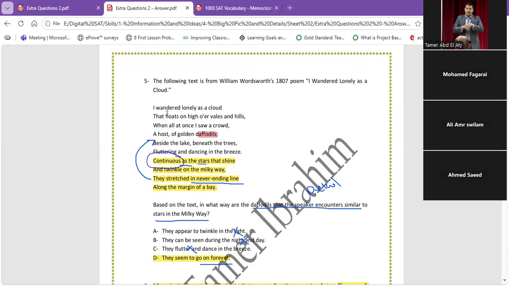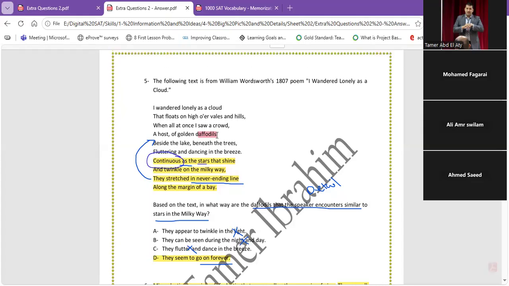Let's read it. The following text is from William Wordsworth, 1807, poem. I wandered lonely as a cloud that floats on high over vales and hills, when all at once I saw a crowd, a host of golden daffodils.